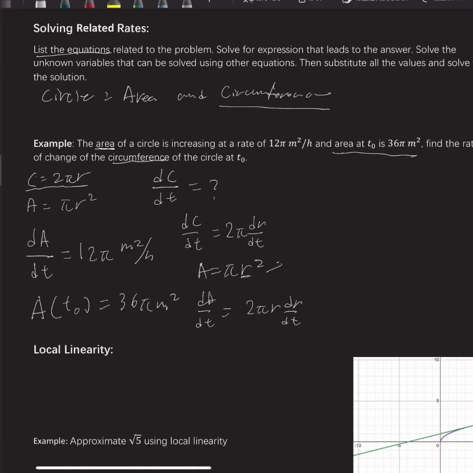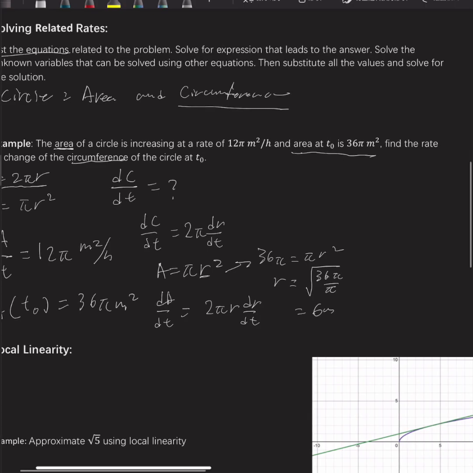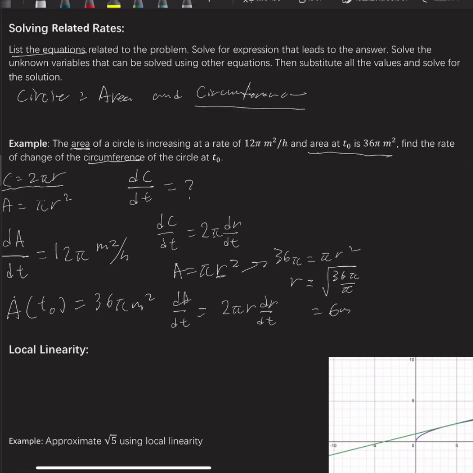So 36π is equal to πr². So we get r is equal to the square root of 36π over π, which is equal to 6 meters. Now we can substitute the r in and 12π in. So let's move it to the side. Let's move it here.